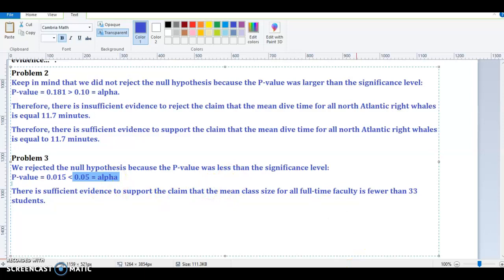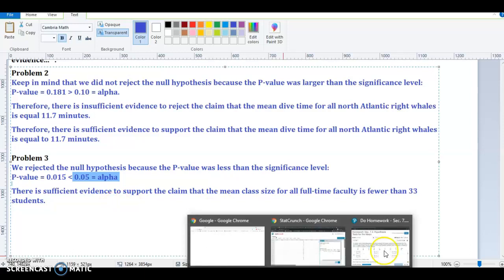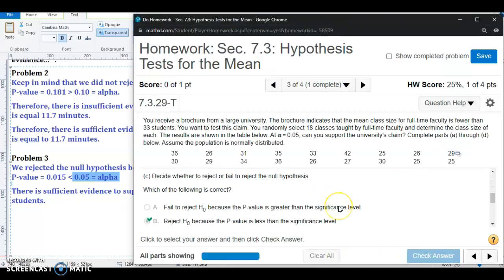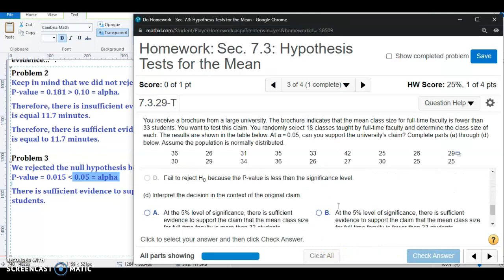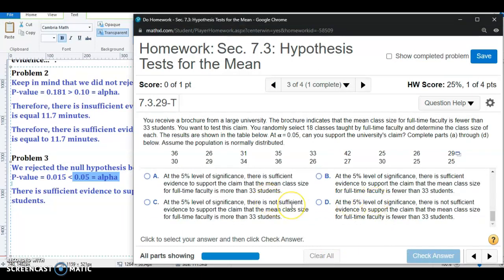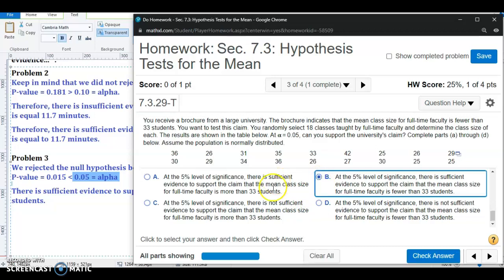Once you write this out, and although you don't have to, it's a good idea to write it out, select the best answer choice. Again, you can read these on your own, but it looks like answer choice B makes the most sense. None of the other answer choices match what we wrote as our conclusion. So let's go ahead and check it.